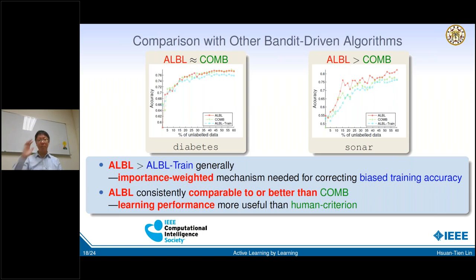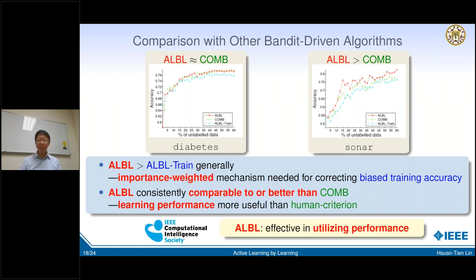The other curve that we show in this figure is ALBL train. This shows what would happen if we use the training accuracy, the non-weighted one, as the feedback. We see that because the training accuracy is just too biased, its performance would not be as good as the active learning by learning algorithm. The blue one is lower in terms of test accuracy. Therefore, this demonstrates our design in terms of importance weighted sampling. This importance weighted mechanism helps us make a better estimate of the performance and therefore do better in terms of active learning performance. And this is our proposed ALBL. It's effective in utilizing the performance.